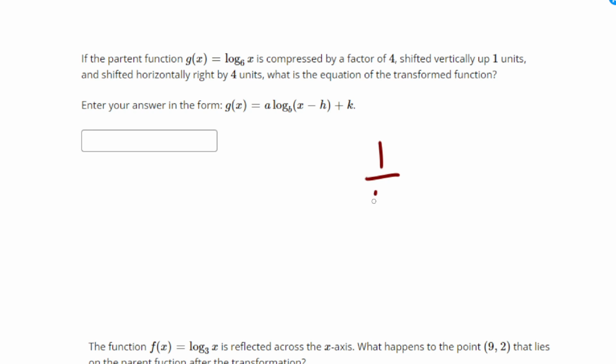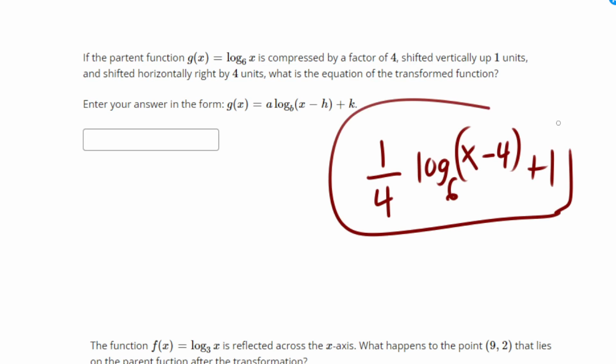If the parent function, g of x equals log base 6 of x, and it means parent function, by the way, is compressed by a factor of 4, shifted up 1 unit, and shifted horizontally right by 4 units, what is the equation of the transformed function? We know if it's compressed by a factor of 4, it'll be 1/4 times log base 6 of (x minus 4), because we're going to the right. And then up 1, so plus 1. This is our new transformed function.